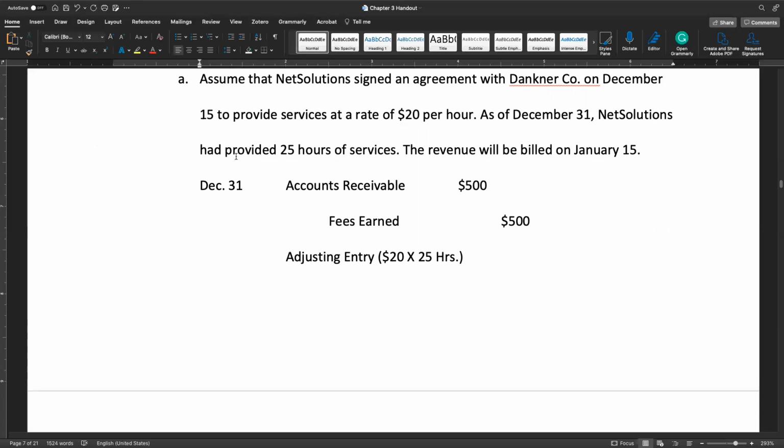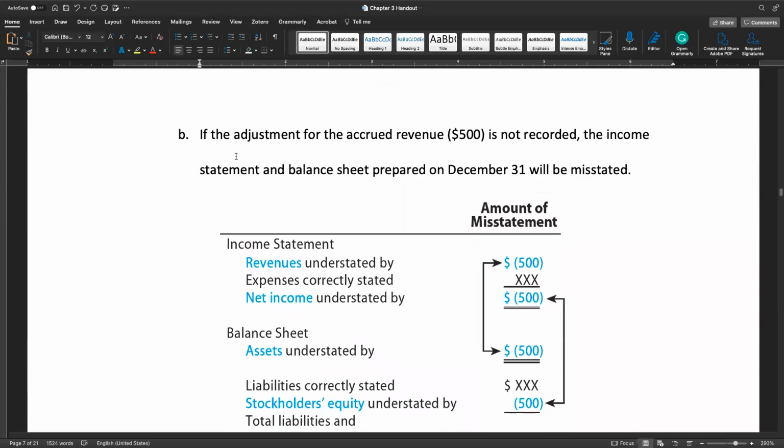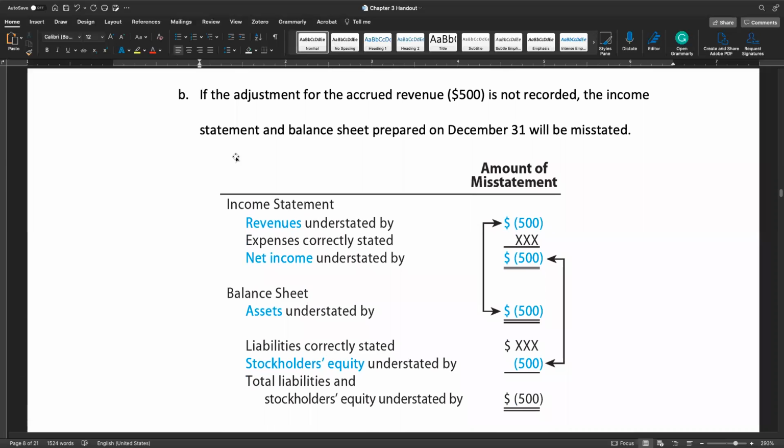But we also need to make sure we know what happens if we don't do these journal entries. So if we don't do that journal entry that we just did, our revenues would be understated by $500. So we'd show $500 less revenue and $500 less in net income. Our assets would also be understated by $500, and so would our stockholders' equity.